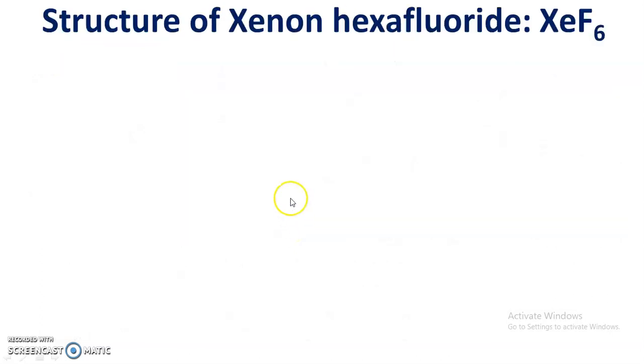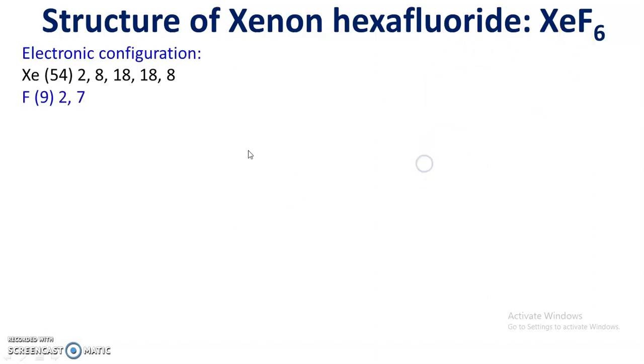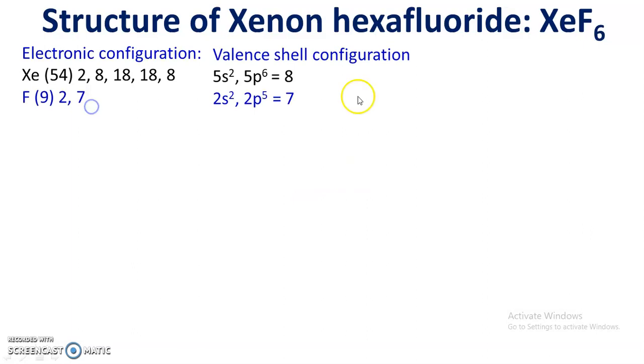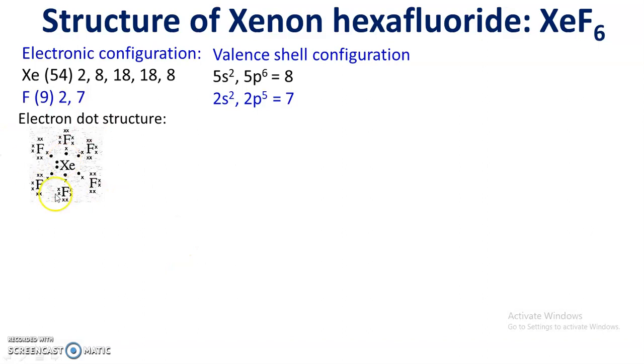Now the structure of xenon hexafluoride, that is XeF6. This is the electronic configuration of xenon and fluorine. In xenon, 8 electrons are present in the outermost shell, and fluorine has 7 electrons. Valence shell electronic configuration is 5s2 5p6 for xenon, and for fluorine 2s2 2p5. Electron dot structure: here xenon is at the center, with 6 fluorines forming single bonds with xenon.